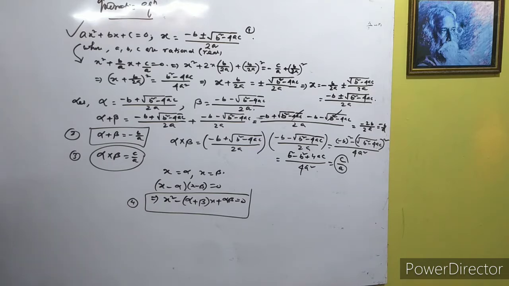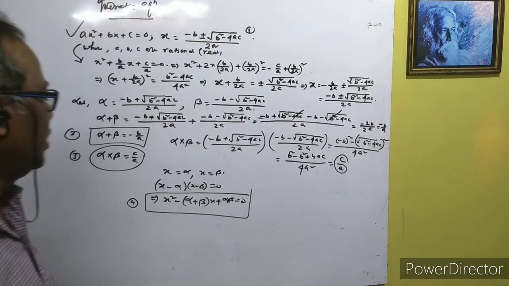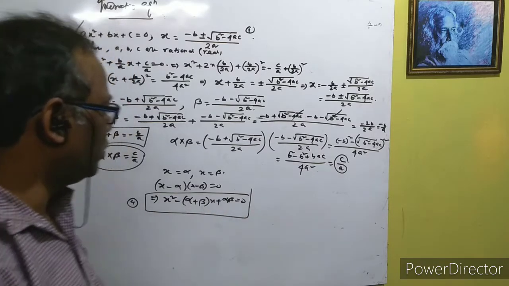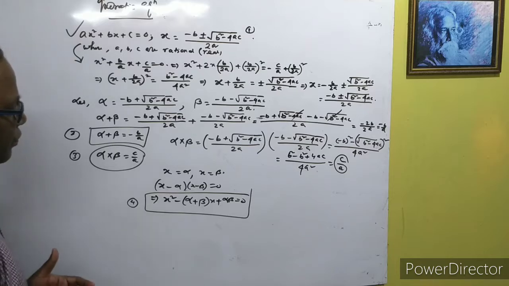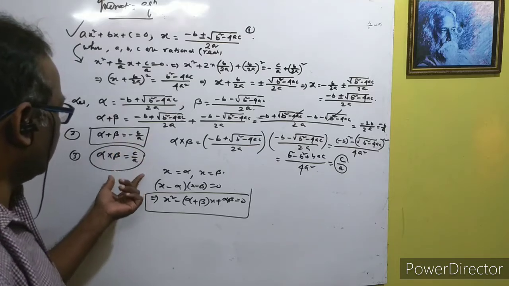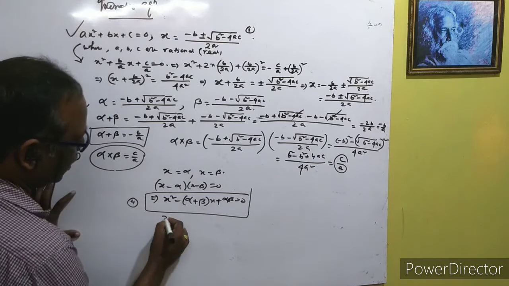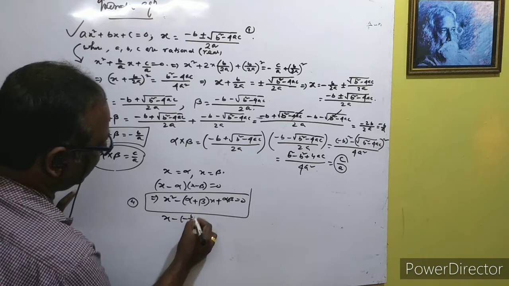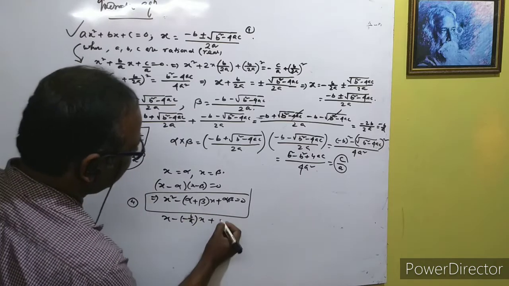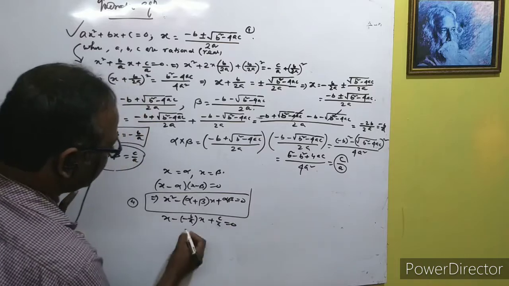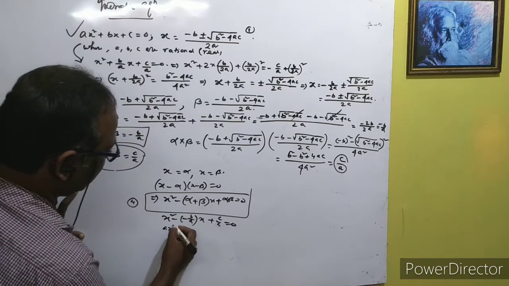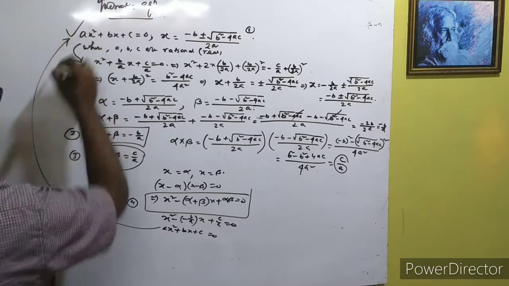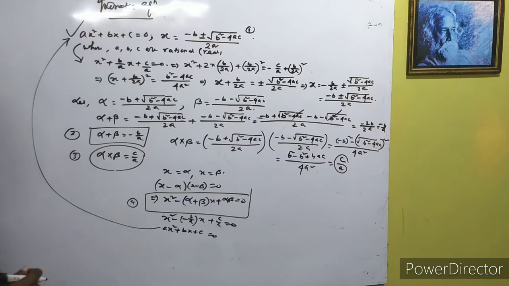If you know the roots are alpha and beta, then the equation is x squared minus (sum of the two roots) x plus (product of the two roots) equal to 0. So if you want the sum and product, you put the values: the sum is minus b by a, and the product is c by a. If you take the LCM, you get a x squared plus b x plus c. Therefore, the required equation is this.